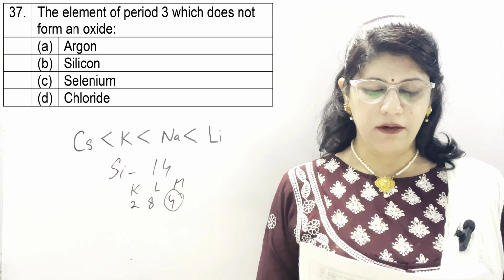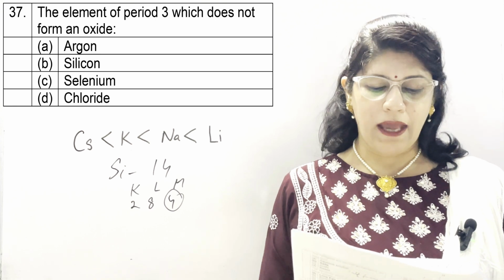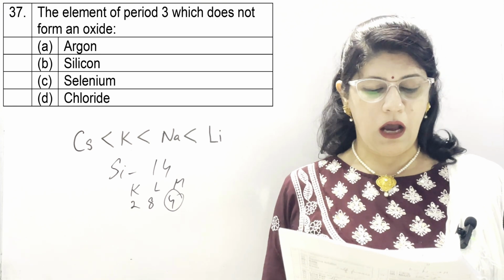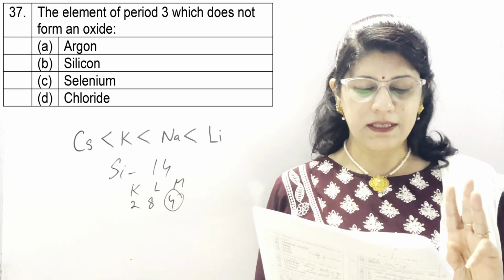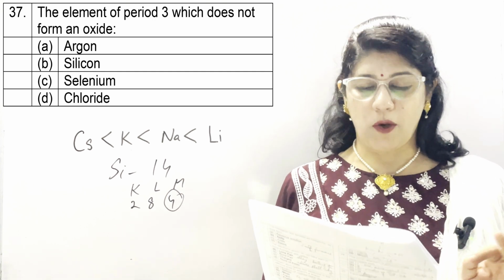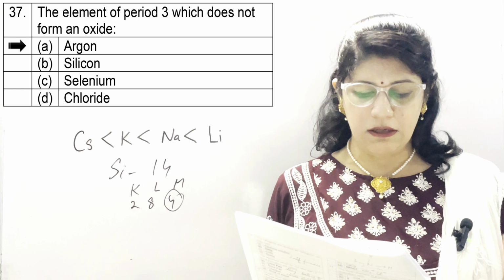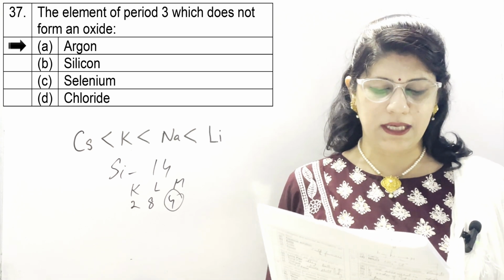Question number 37. The element of period 3 which does not form an oxide. Options given are argon, silicon, selenium and chlorine. Correct option is argon because it is inert in nature, so it does not form an oxide.